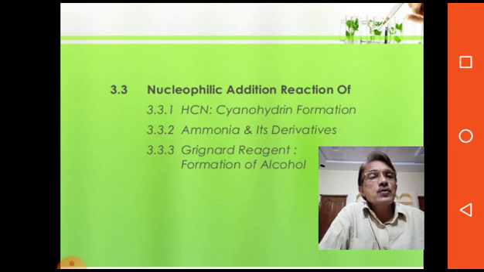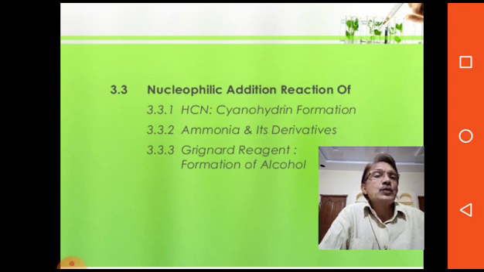Since the C=O group is a polar group, a nucleophile may attack the carbonyl carbon. The addition reaction begins by attack of the nucleophile on the carbon of the carbonyl group. When the nucleophile attacks, an intermediate product is formed. Afterwards, an electrophile may attack so that we get the final product. So addition reaction means a chemical reaction in which two molecules combine to give a single product.